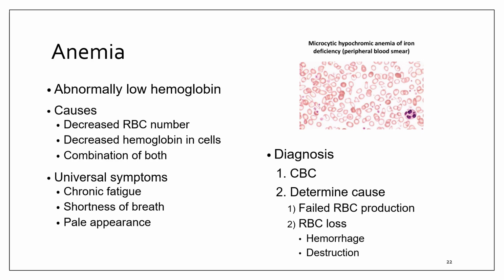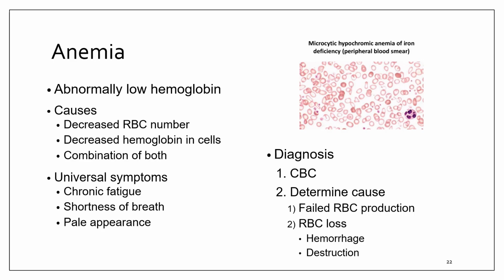So we have some universal symptoms. Because hemoglobin carries oxygen, anemia leads to chronic fatigue, shortness of breath, pale skin and mucous membranes. And from a histology standpoint, pallor correlates directly with decreased hemoglobin density inside red cells. So less hemoglobin equals less pink.